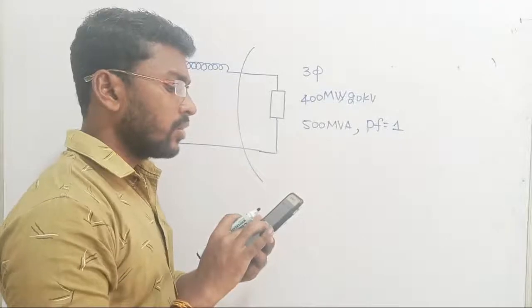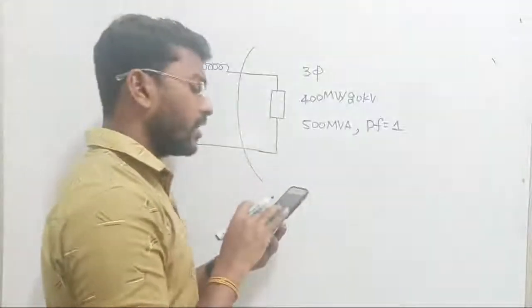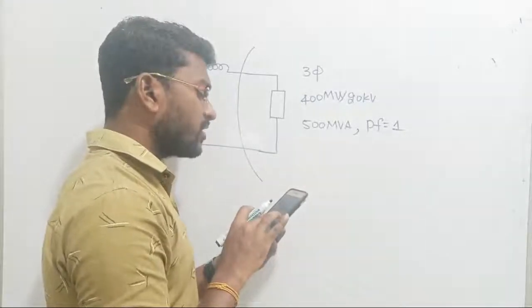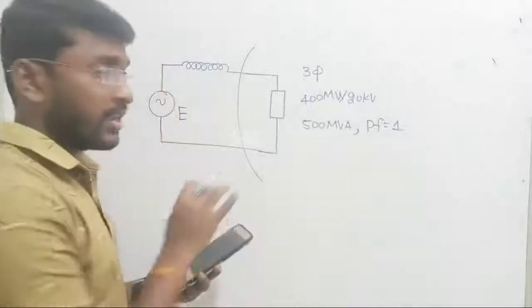Next, what was given? Direct axis reactance and so on. Okay, that I will conclude later, now I am not going to use that one. The load is connected directly across the generator terminal. Before the symmetric fault happens, analyze the first case.